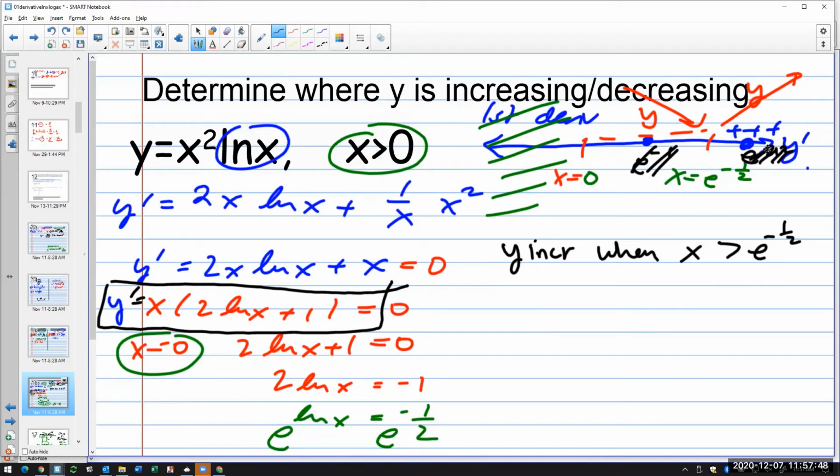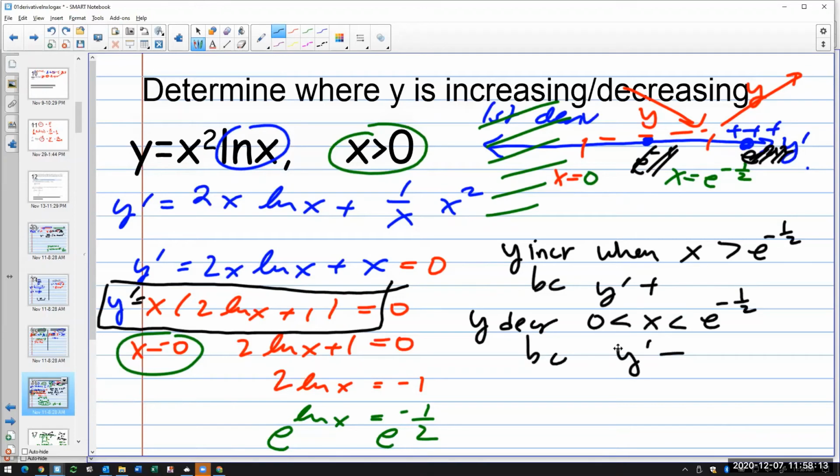If I had to justify this, what would be the justification? Because y prime is positive. That's why y is increasing. When y prime is positive, y is increasing. Let's do y is decreasing. y is decreasing when 0 is less than x less than e to the negative 1/2. Do you guys see that interval? You could also do interval notation if you like. What would be the justification for y decreasing?